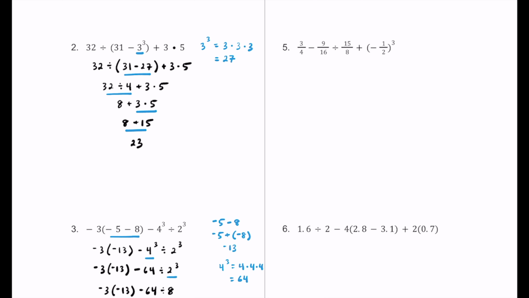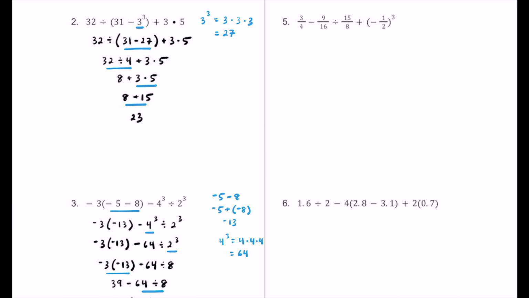All right, moving on to number 5. We're still going to follow the order of operations, but we now have some fractions or some rational numbers. So we have 3/4 minus 9/16 divided by 15/8 plus this -1/2 raised to the third power. Okay, so we actually don't have any grouping symbols in terms of grouping something, but we do have this parentheses showing that we have this -1/2 raised to the third power. So kind of coincidental here, but we are taking this -1/2 and cubing it.